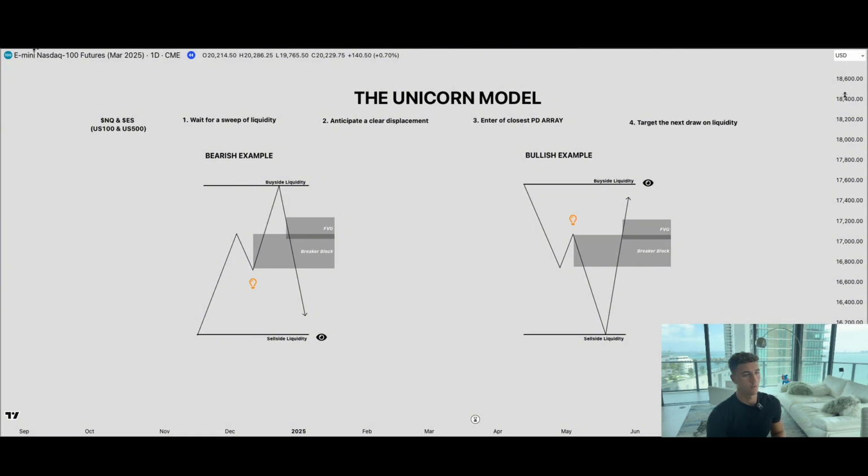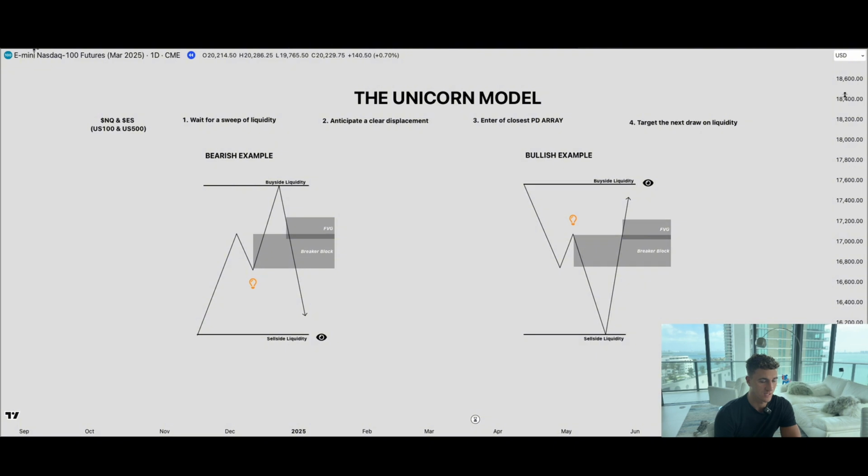Number one, what you're going to be looking for when trading this model is, of course, a sweep of liquidity. It's very important. You want to see either a sweep of buy side liquidity or sell side liquidity. Some sort of liquidity has to be swept. Number two, you're going to anticipate a clear displacement in the opposing direction. So for example, if we swept buy side liquidity, you want to wait for a displacement in the opposing direction and target sell side. Vice versa, if we swept sell side liquidity, you want to wait for a displacement in the opposing direction and target buy side liquidity.